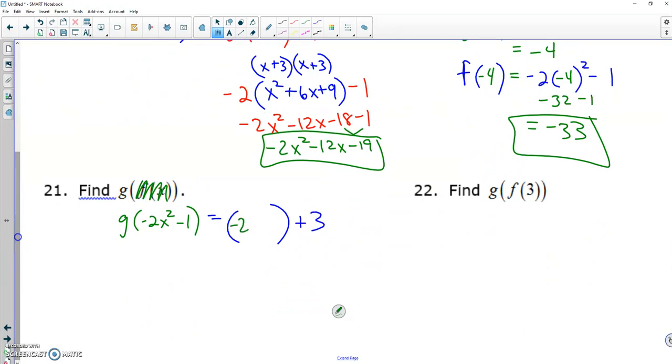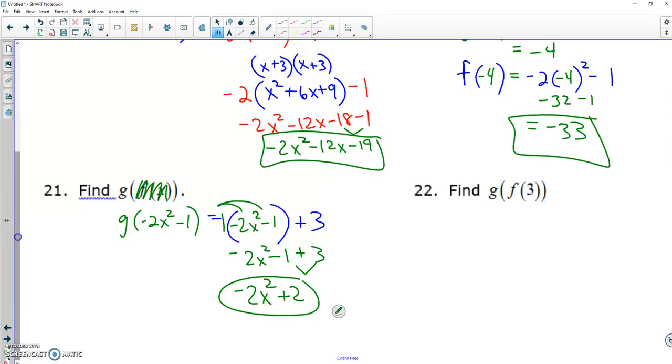So we put -2x squared minus 1. Now, there's nothing really to simplify here, so we can just take off the parentheses. I mean, there is a 1, and if you distribute it, it's the same thing anyways. So we got plus 3. These two go together, so the final answer is -2x squared plus 2. There's your answer. The next one says find f of 3 first, and then once you get that result, put that into the g problem.